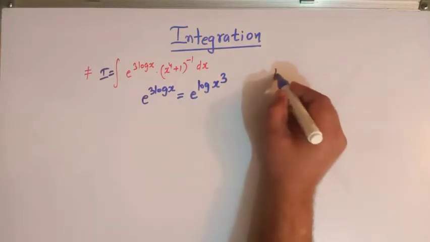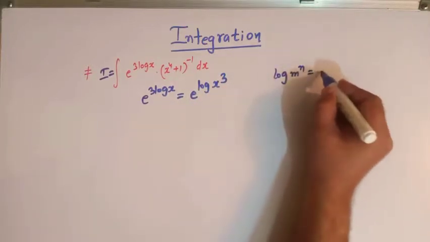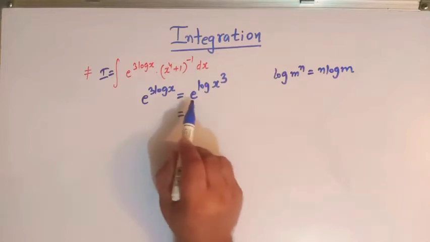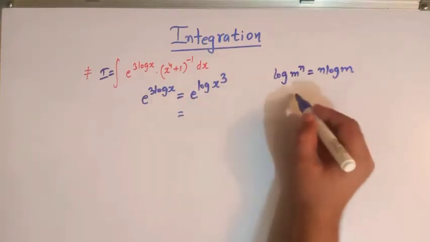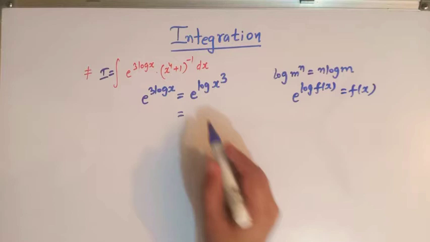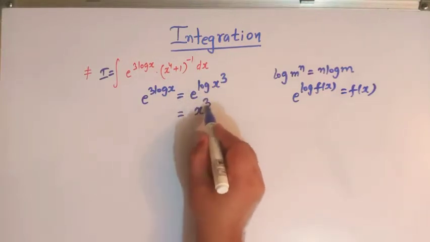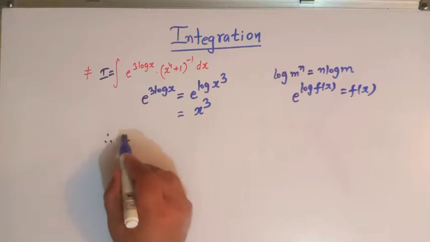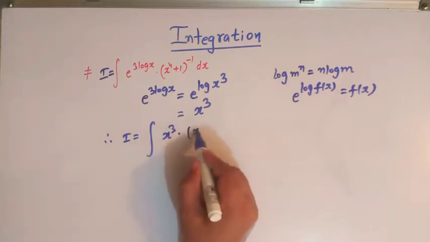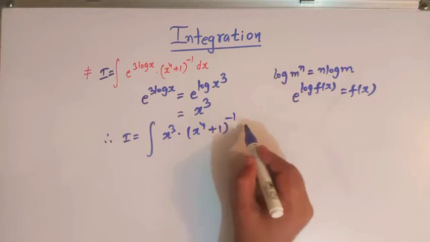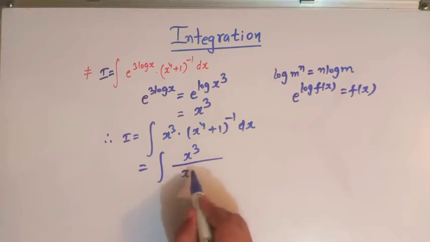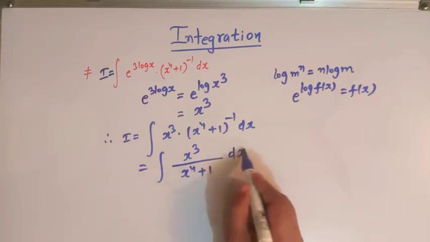Because by the property of log, m raised to n is n log m, and as we have just seen in the previous example that e raised to log of f of x is equal to f of x, so e raised to log x cube is equal to x cube. So therefore this integral becomes for e raised to 3 log x we have x cube, and here we have x raised to 4 plus 1 raised to minus 1 dx, and this can be written as x cube divided by x raised to 4 plus 1 dx.